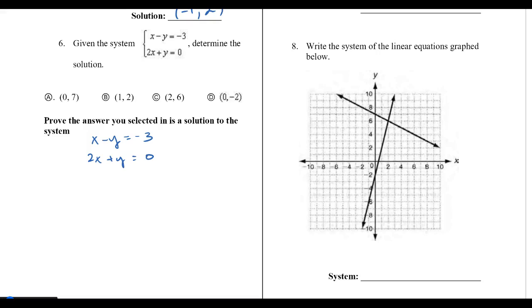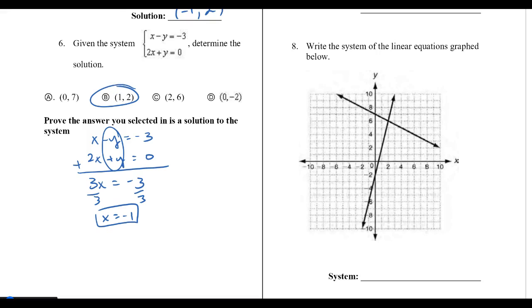So the easiest thing to do here, if I'm looking, it's already set up for elimination because I already have opposites. So if I just add, I get 3x equals negative 3. Divide everything by 3. x is equal to negative 1. And right there, I know that my answer is B, but I'm just going to double check that by finding the y value. So I take that negative 1, plug it back in.